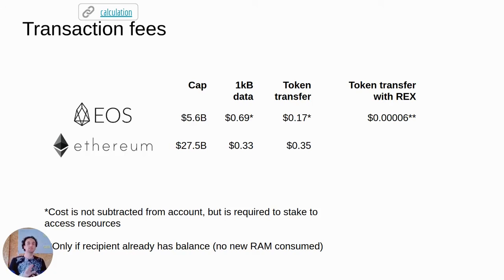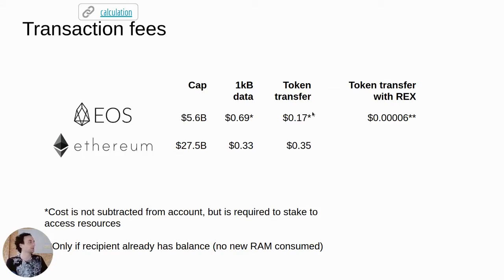So, transaction fees. This data is actually a bit old, from a few months ago, but it shouldn't be wildly different. Basically, a kilobyte of data on EOS with the staking mechanism costs about 70 cents. For a kilobyte of data on Ethereum, it's about 33 cents. To do a token transfer of the currency costs about half as much on EOS. This also depends on who you're transferring it to. If you're transferring to somebody who already has an account balance, it's actually a lot less than this.